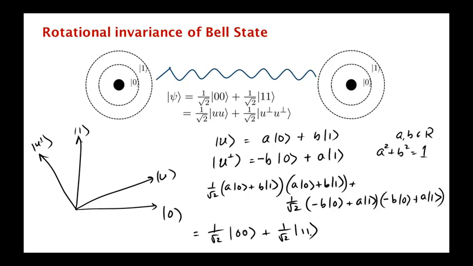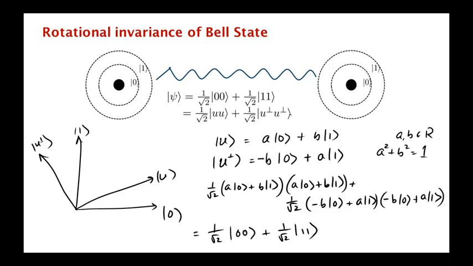The same thing holds for the amplitude of 1,1. It's a squared plus b squared, and so that's times 1 over square root 2. What about the amplitude of 0,1? Well, you achieve 0,1 from here with amplitude ab times 1 over square root 2, and from here with amplitude minus ba. So these cancel, and so you get amplitude 0. The same is true for 1,0, and so you get that the Bell state can be written in any basis as u,u plus u perp,u perp.